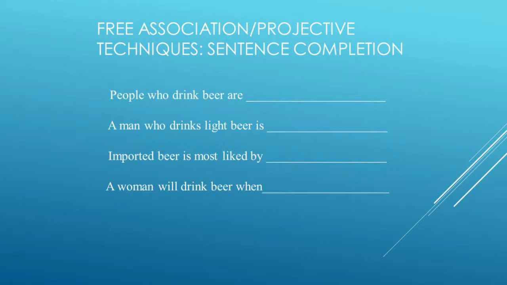And you'll see on the slide, here's an example of sentence completion. People who drink beer are. A man who drinks light beer is. Imported beer is most liked by. A woman will drink beer when. What we do is we ask each of the respondents to answer that question with the first thought that came to their mind. And we can then start to draw pictures of what people think based on, in this particular case, beer.